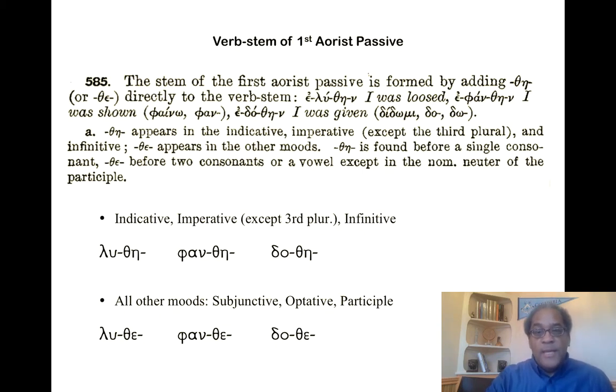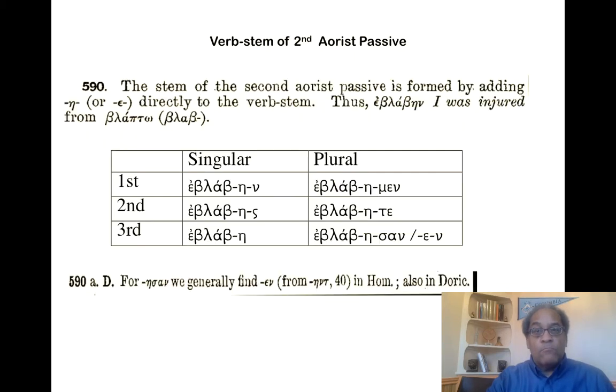You get theta-eta, or simply eta in the second aorist passive, in the indicative, the imperative, excluding the third plural, and the infinitive. Likewise, you get theta-epsilon, or just epsilon, in the second aorist passive of the subjunctive, the optative, and the participle. So we'll see that. Now looking at the second aorist passive, the stem is formed by adding eta or epsilon directly to the verb stem. And then, of course, the personal endings.